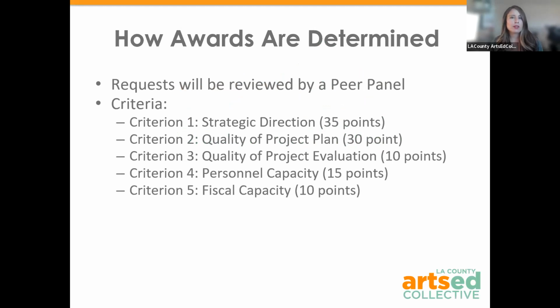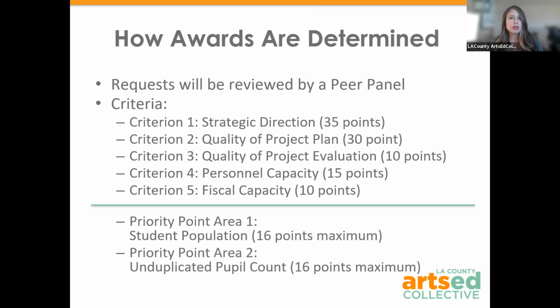So, how will advancement grant awards be determined? Your submitted online application will identify the district's priority strategies and describe the activities that will be implemented. Applications will be read and reviewed by a peer panel that will score the request based on 5 criteria. The application sections align directly to each criterion. Beyond earned points, priority points are assigned to eligible districts based on data provided from the most current CDE reporting. Each area is worth a maximum of 16 points each.